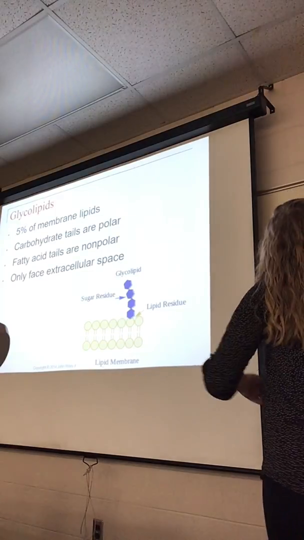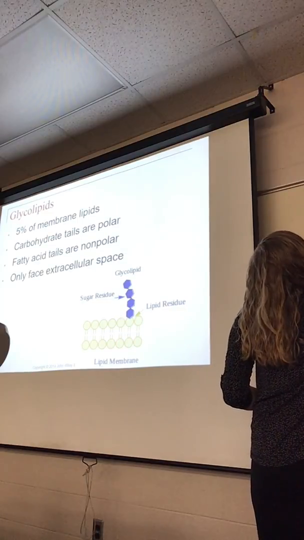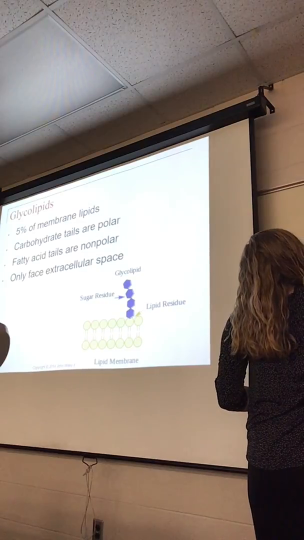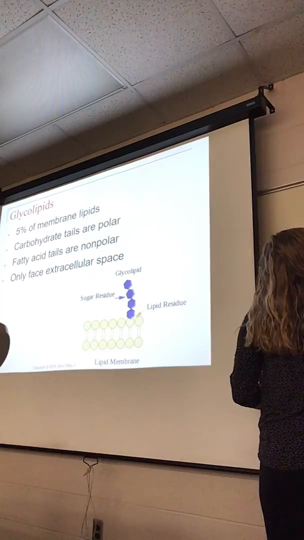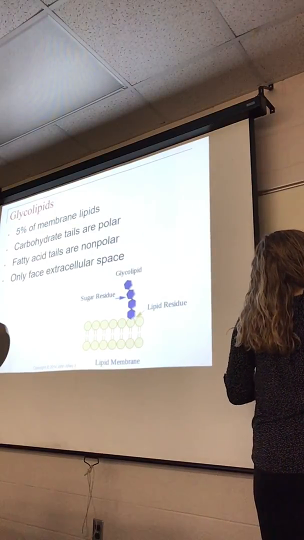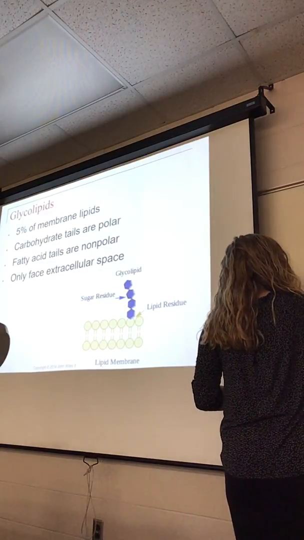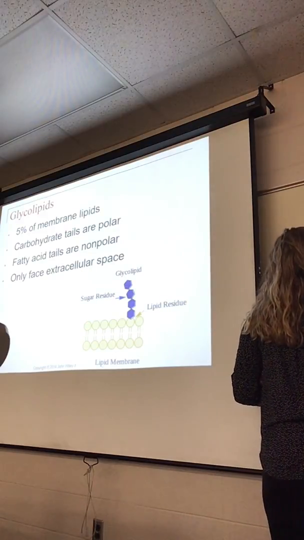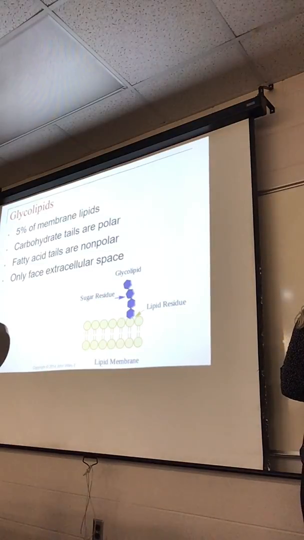Now these glycolipids help form something known as the glycocalyx. The glycocalyx is made up of your glycolipids and your glycoproteins. And basically what this is, I'm just going to use my own words here, is the sugary coating on the outside of the plasma membrane.